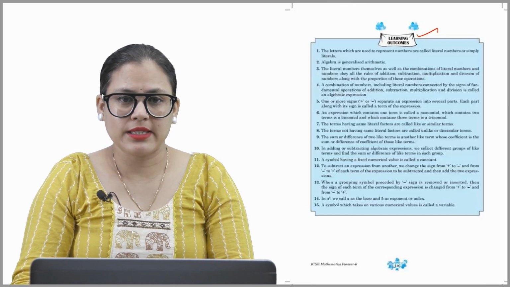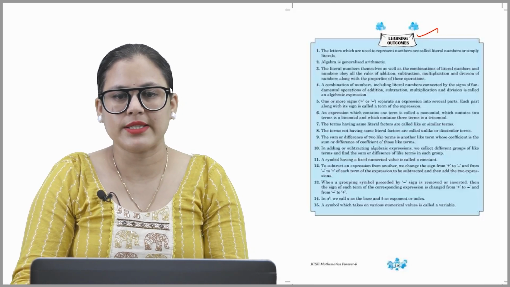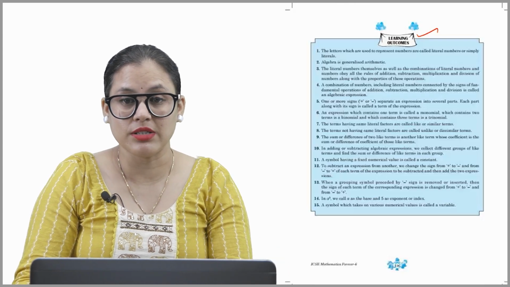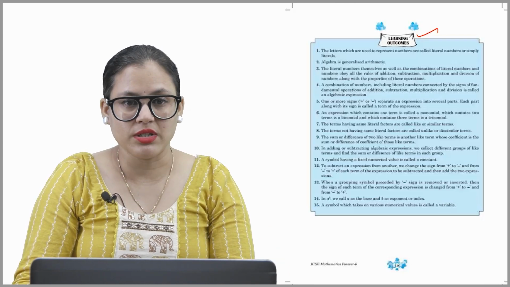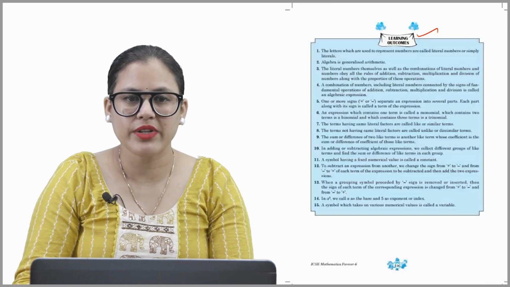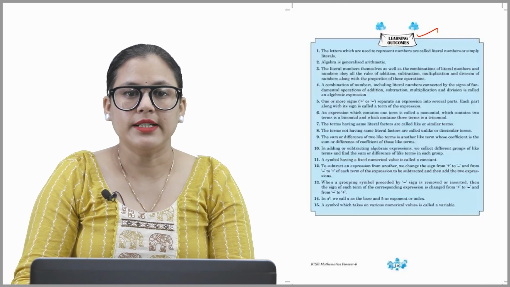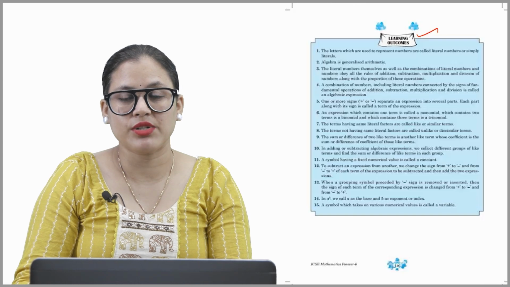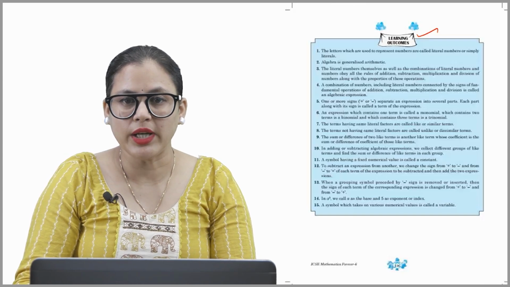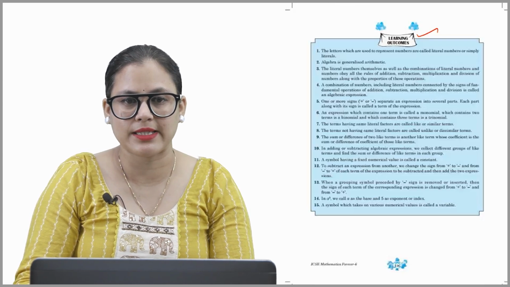5, one or more signs, meaning plus or negative, separate an expression into several parts. Each part along with its sign is called a term of the expression. 6, an expression which contains one term is called a monomial, which contains two terms is a binomial, and which contains three terms is a trinomial. 7, the terms having same literal factors are called like or similar terms. 8, the terms not having same literal factors are called unlike or dissimilar terms. 9, the sum or difference of two like terms is another like term whose coefficient is the sum or difference of coefficients of those like terms.